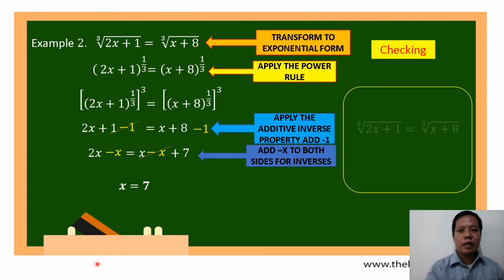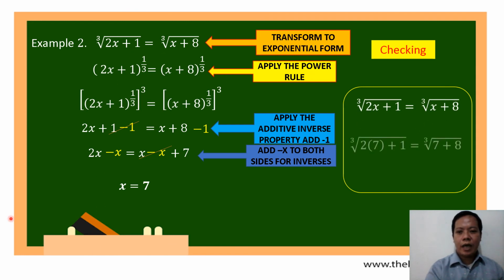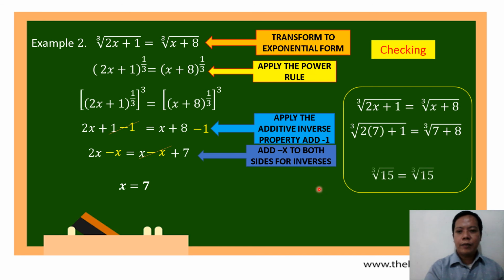For our checking, use the original equation and substitute the value of x, which is 7, for our x, and then simplify. The result is the cube root of 15 is equal to the cube root of 15, because 2 times 7 is 14 plus 1 is 15. Also 7 plus 8 is 15. So they are the same. Therefore, that is the final answer, or our solution is correct for this equation.